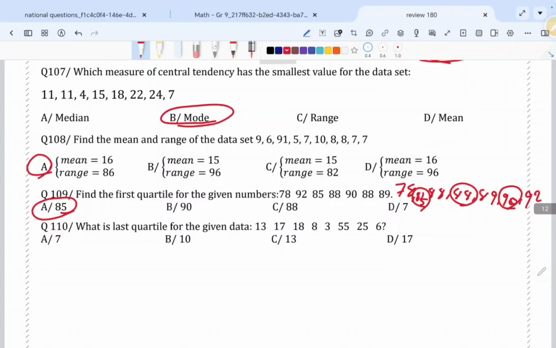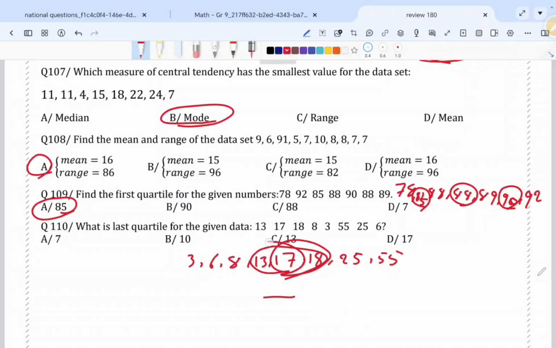This one, the last quartile, we have what? 3, 6, 8, 13, 17, 18, 25, 55. Okay, the median is between 13 and 17. Add them, then divide by 2. 13 plus 17 divided by 2 is equal to 15. 25 will be the third quartile, and for the first quartile, you have to add them.